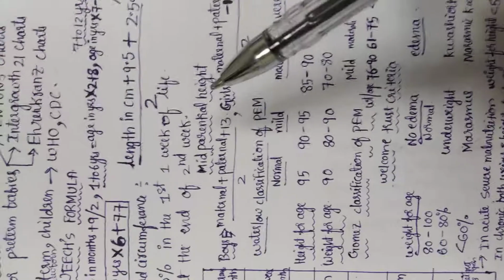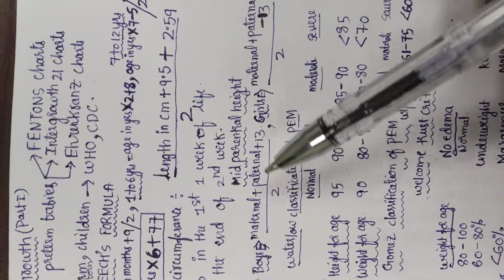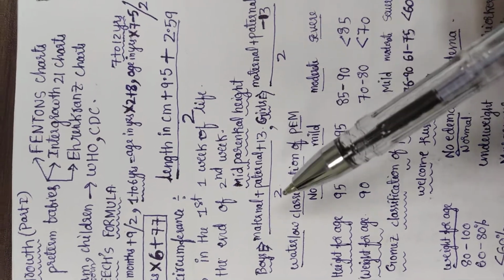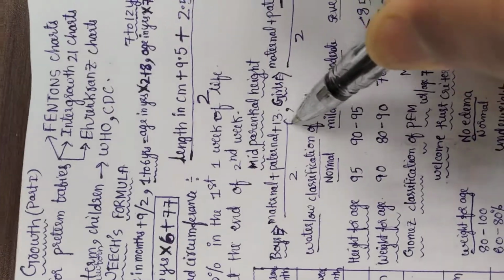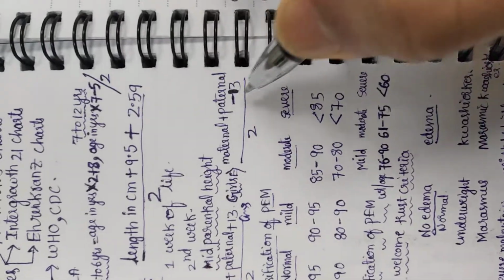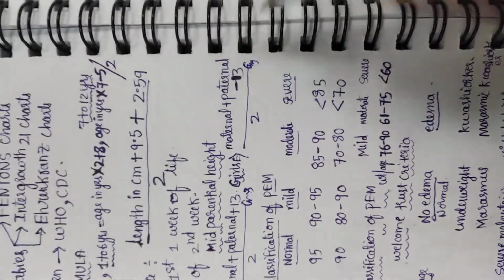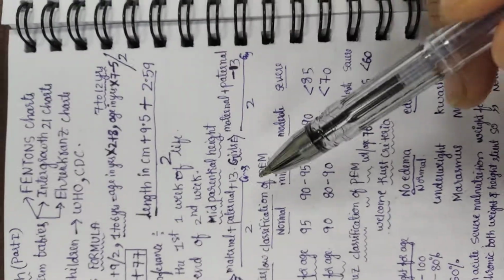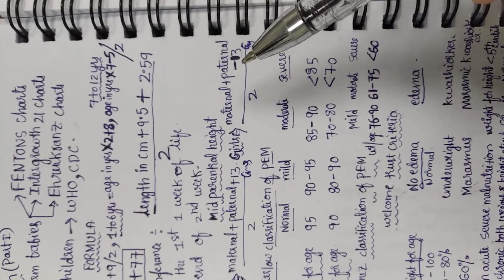Now we will see the formula to calculate mid-parental height. In boys, it is (maternal height plus paternal height plus 13 centimeters) divided by 2. In girls, it is (maternal plus paternal height minus 13 centimeters) divided by 2. In boys it is plus 13, whereas in girls it is minus 13.